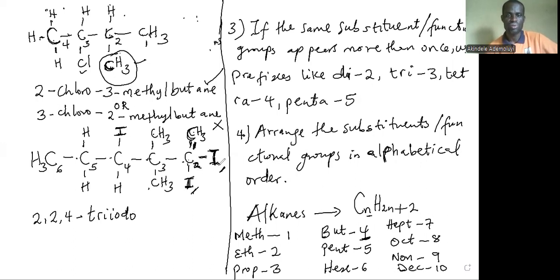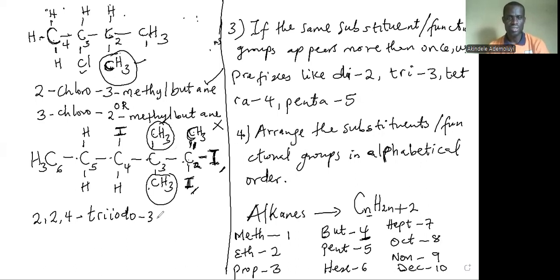2, 2, 4, triiodo. Then we come to carbon number 3. On carbon number 3, we have this methyl, and we have this one also, another methyl. No, these ones were not numbered. They were not part of the carbon that we counted. So I told you it automatically becomes a methyl. So 2, 2, 4, triiodo.